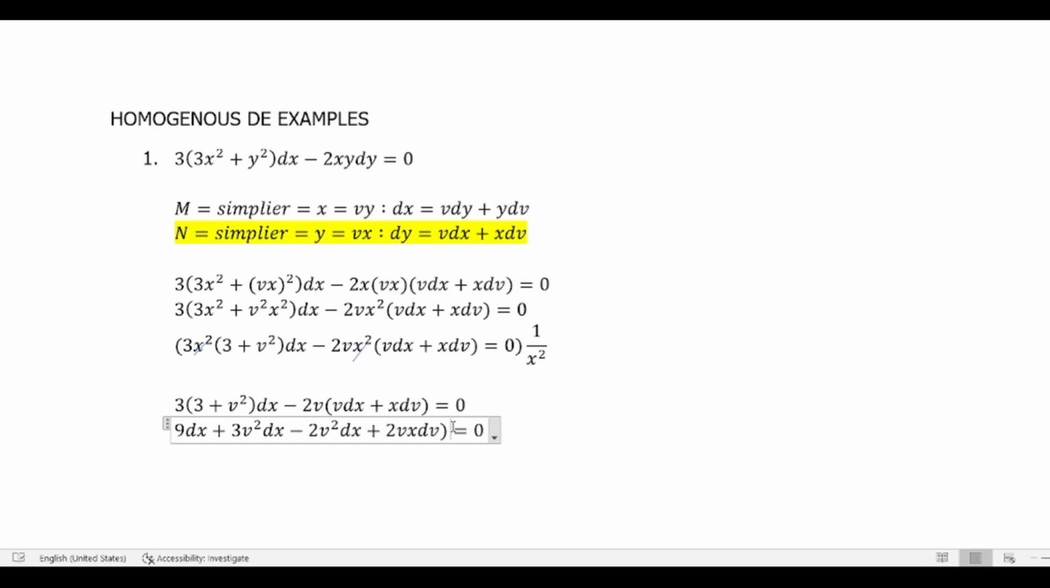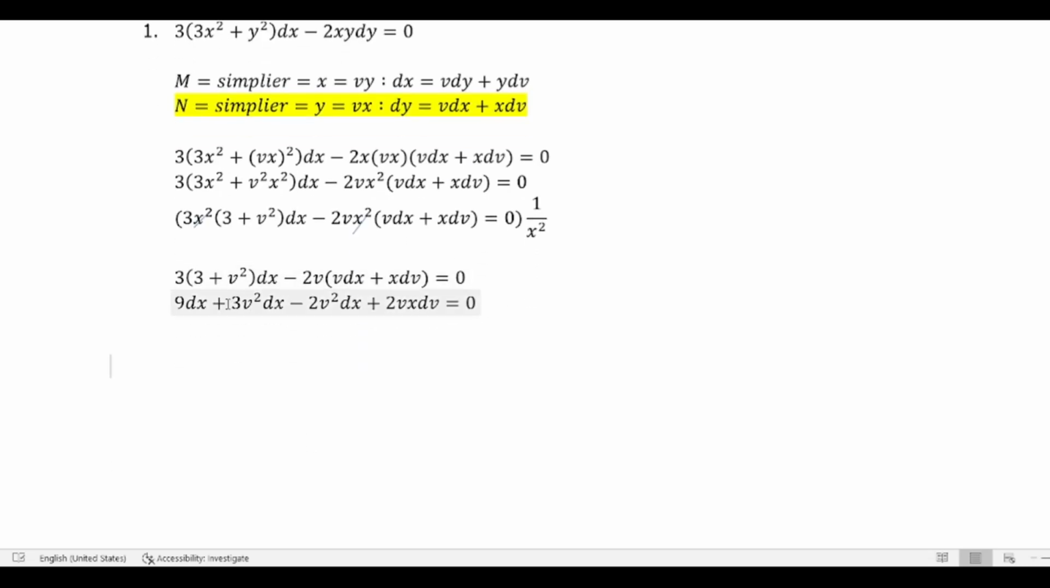Now after that, of course, you'll be seeing common like terms. So this one, because they have the same dx and also the same variable with the same exponent. So how do we combine them? Simply 3 minus 2. So 3 minus 2, this just becomes 1. And then this one will be out of the box.